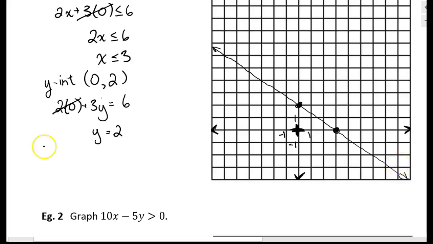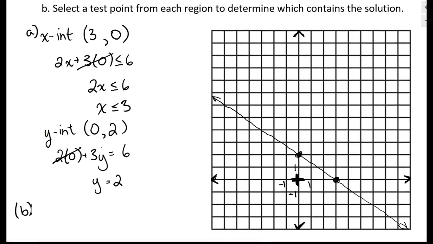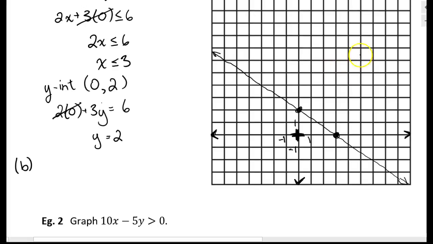I'm not quite done yet though because I have to do part B. I need to test points to determine which ones contain the solution. So I need to see if it's a point from above the line or below the line that is going to make my inequality true. So my point below the line, I'm just going to use 0, 0 because that makes my life easy. So point 0, 0, if I test that, it's 2 times 0 plus 3 times 0 is less than or equal to 6. 0 is less than or equal to 6 is a true statement, which means that below the line is going to be valid.